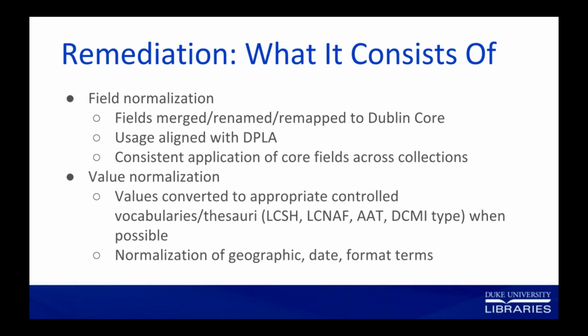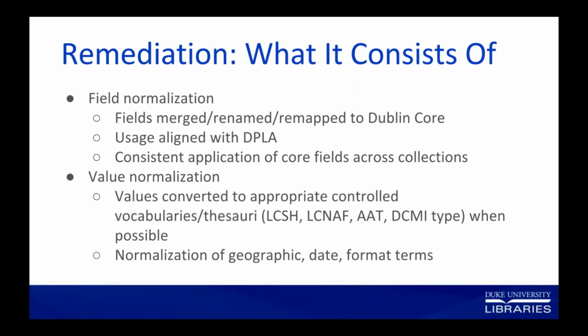And along with that, we have been consistently applying the core metadata fields that we identified during the analysis process. We've also done a fair amount of value remediation. So the values have been cleaned up and converted to appropriate controlled vocabularies and thesauri. Namely, we're using the Library of Congress Subject Headings, the Library of Congress Name Authority File, the Art and Architecture Thesaurus for format headings, and the DCMI Type Vocabulary for types.